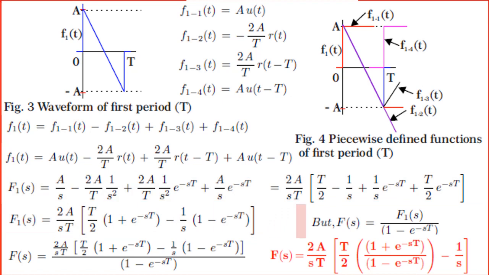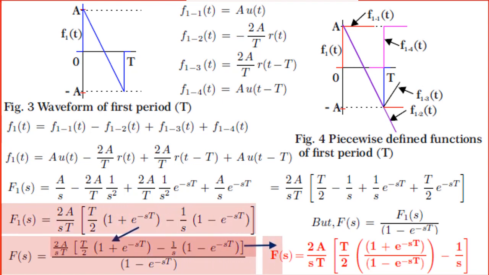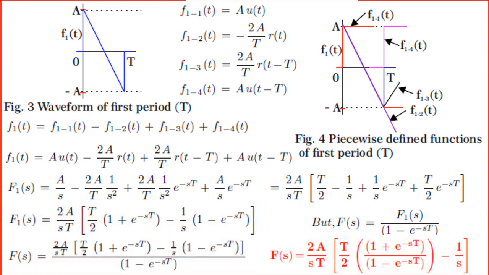But we know F(s) is equal to F1(s) divided by 1 minus e to the power of minus sT. Therefore, by substituting for F1(s) and solving, we get F(s) is equal to 2A/(sT) into bracket T/2 into bracket 1 plus e to the power of minus sT divided by 1 minus e to the power of minus sT minus 1/s. Hope it is clear to you.